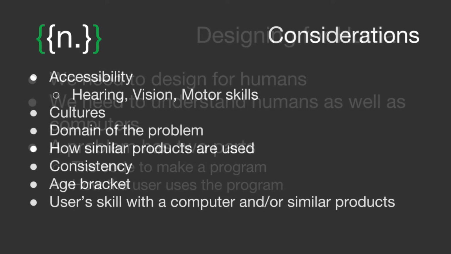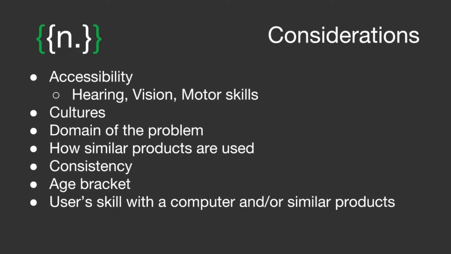As a good computer scientist, you'll have to think a lot about how the user will use your program. For example, here are some considerations you might need to make when you're designing. Think about accessibility. What if the person's blind, deaf, or has poor motor skills? What about their culture? What about the domain of the problem? Are they editing software? Are they editing video, making music, writing a Word document, or something completely different? What about users who have used a similar program before? They might have an expectation of how your software should work.